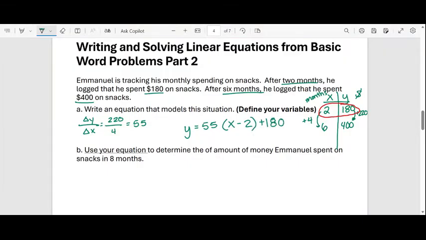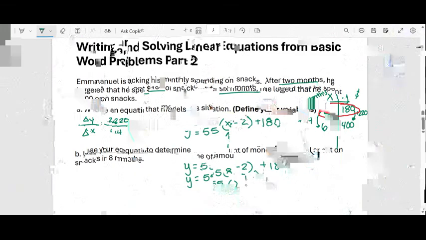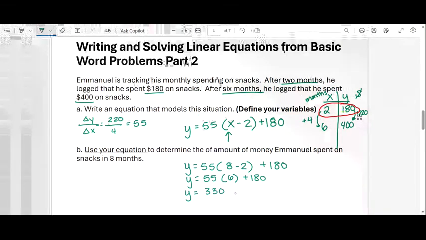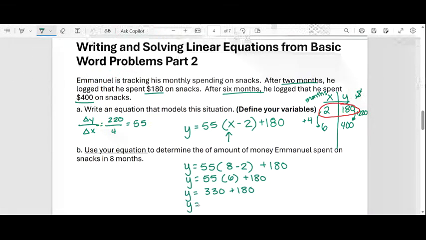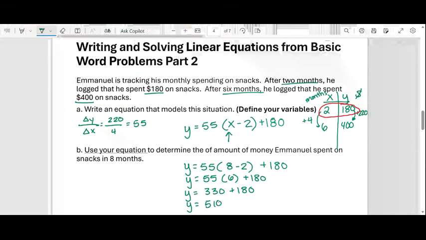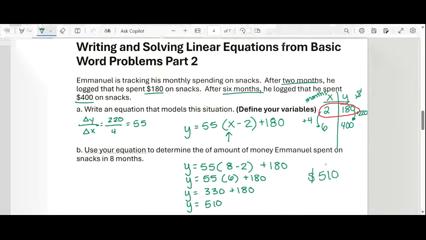All right. Using this equation, you're supposed to determine the amount of money he has spent on snacks in 8 months. And 8 is our x value. Our x value is going in right here. So we'll say y equals 55 times 8 minus 2 plus 180. And again, following order of operations, starting with the parentheses. So we look at what's inside of the parentheses first. 8 minus 2 is going to give you 6. And then you're going to do multiplication. So you'll do 55 times 6 to get 330. Bring down your 180. And then we'll do 330 plus 180, which will be 510. So at the 8-month mark, Emmanuel has spent $510 on snacks.